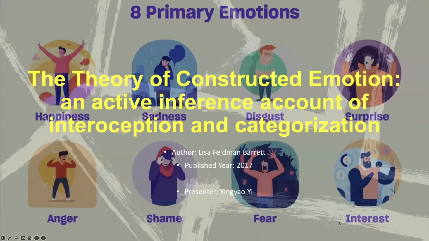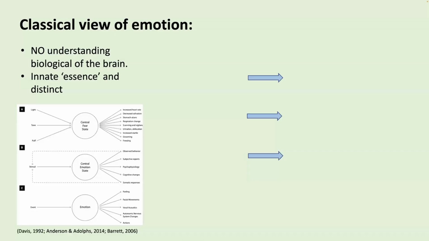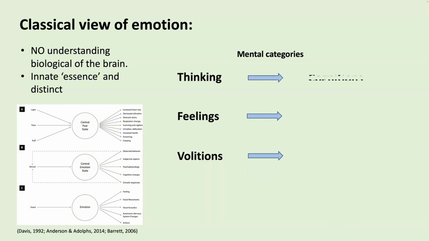Hello everyone, today I'm going to talk about the theory of constructed emotion and the actively influenced account of interoception and categorization. In ancient times, philosophers and doctors viewed the human mind as a collection of different mental abilities. They categorized the mind without understanding the biology of the brain. These mental categories include thinking, feelings, and volitions, which we now call cognitions, emotions, and perceptions.